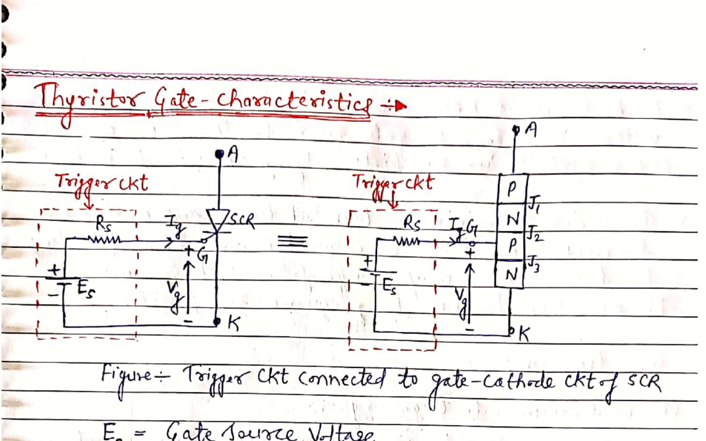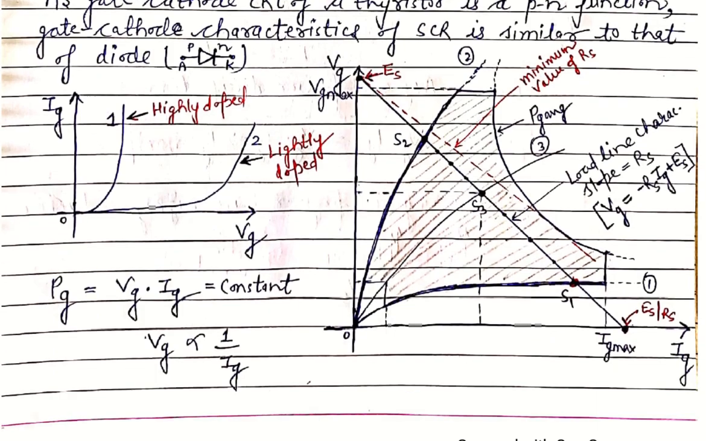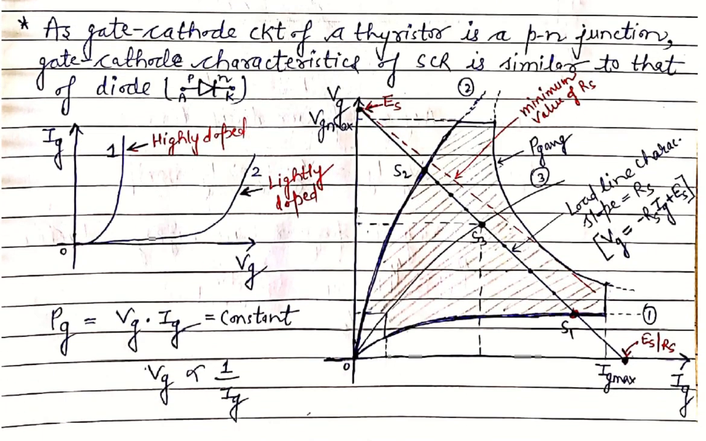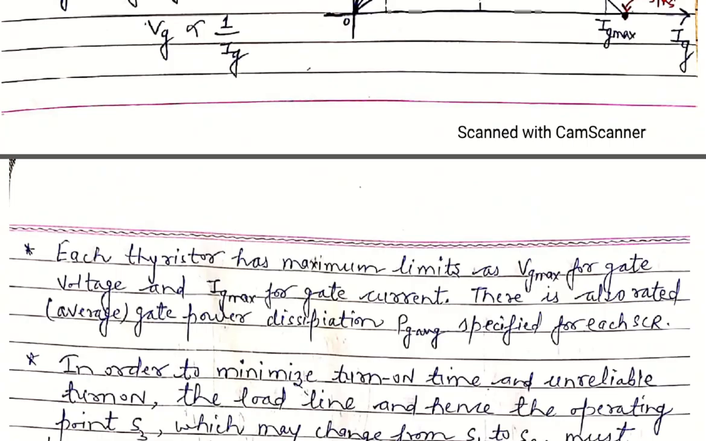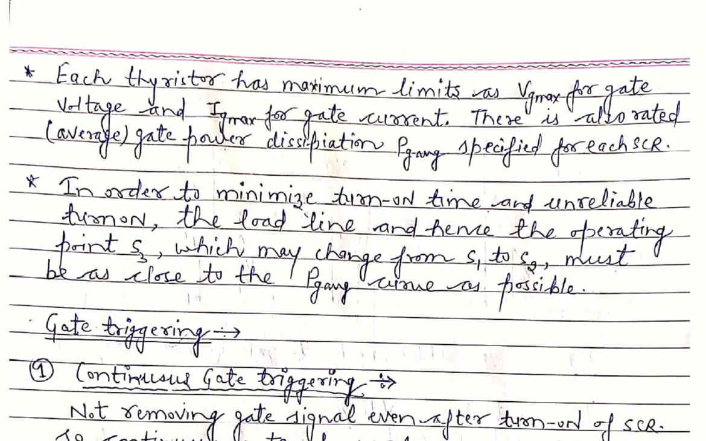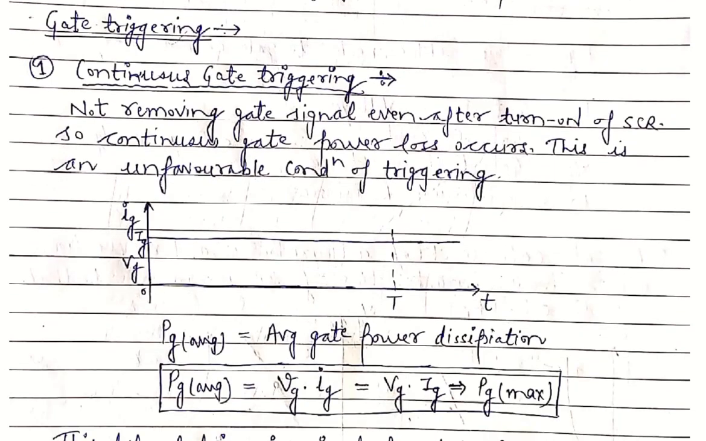In the previous lecture we saw the whole explanation of these VG-IG characteristics, the gate triggering characteristics of the thyristor, and some points regarding these characteristics. Now we will see the gate triggering methods. There are two methods. The first one is the continuous gate triggering method.